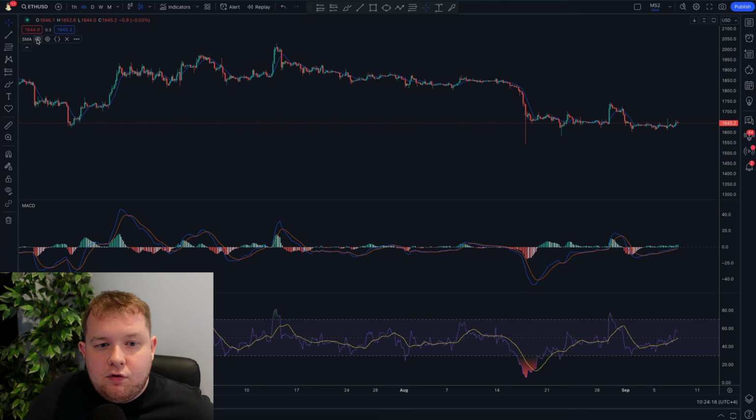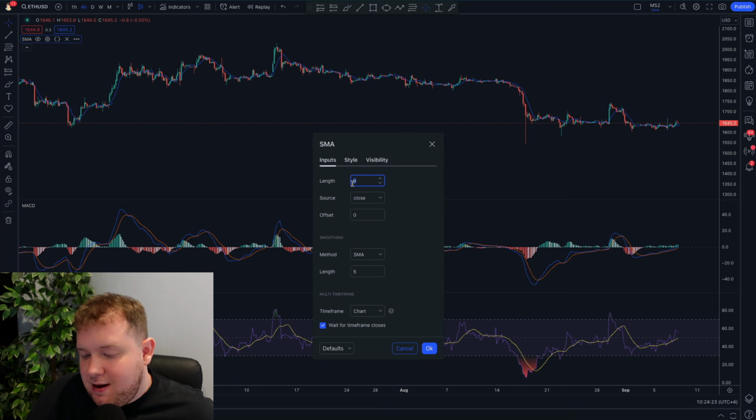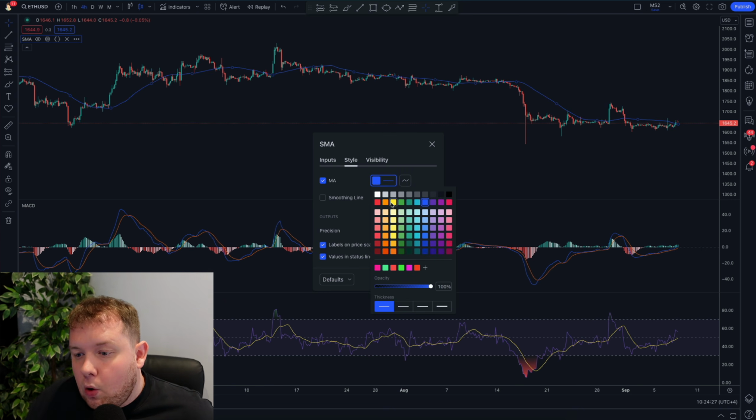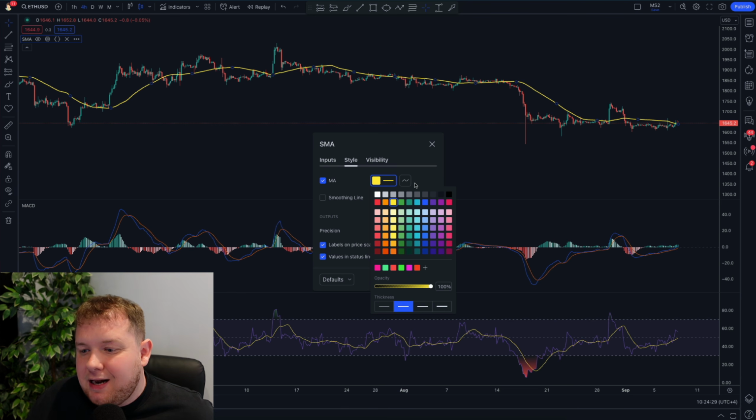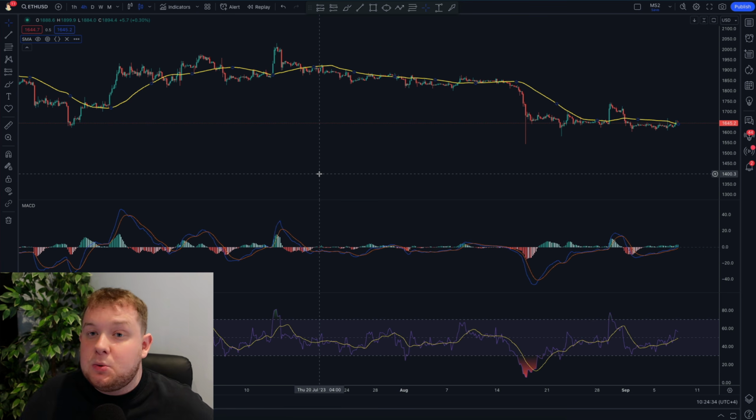So let's go and add these to the charts, and there are a couple of things we need to do. So let's go up here to the SMA and click on settings. I would like to first go to inputs and make this 50. So we're going to use the 50 SMA. Go back to style, click yellow and make this line a little bit thicker, because always thicker is better. That's what I say anyway.